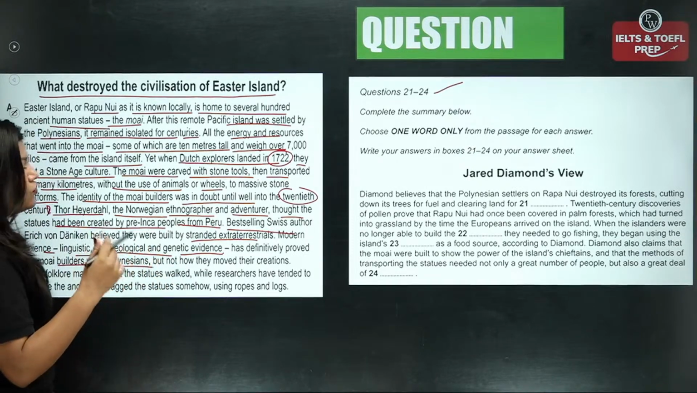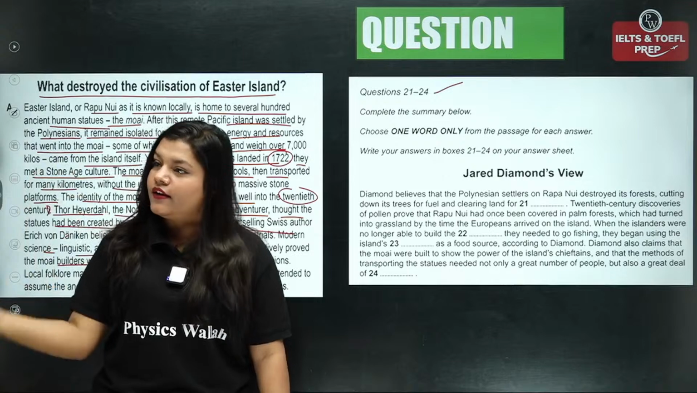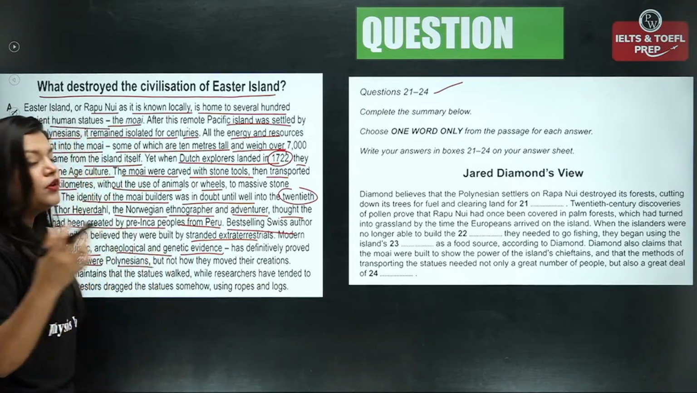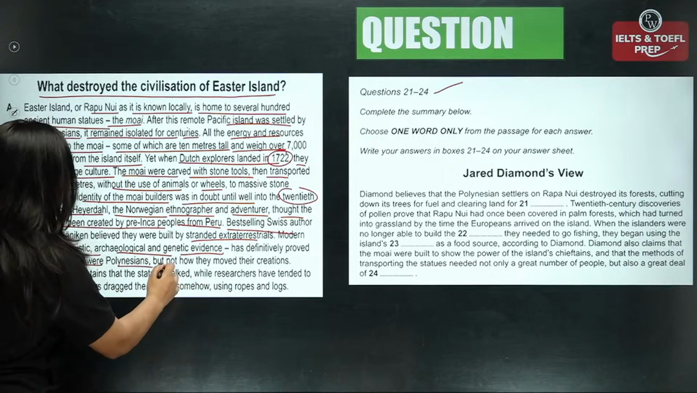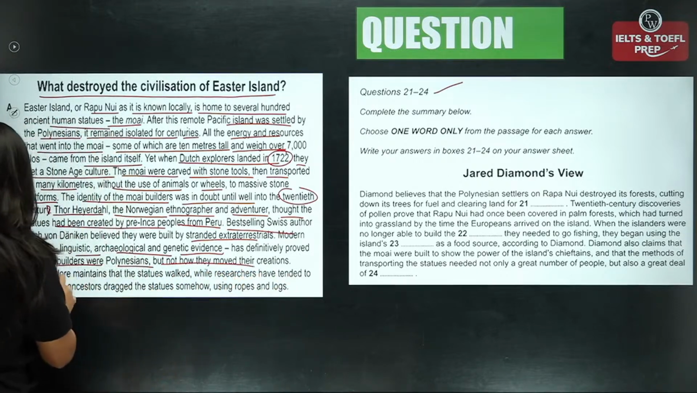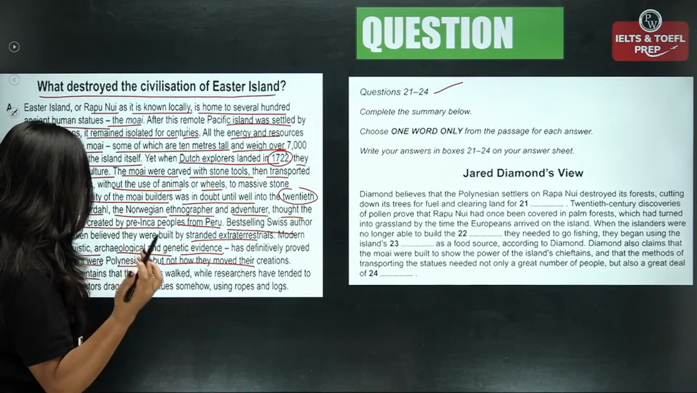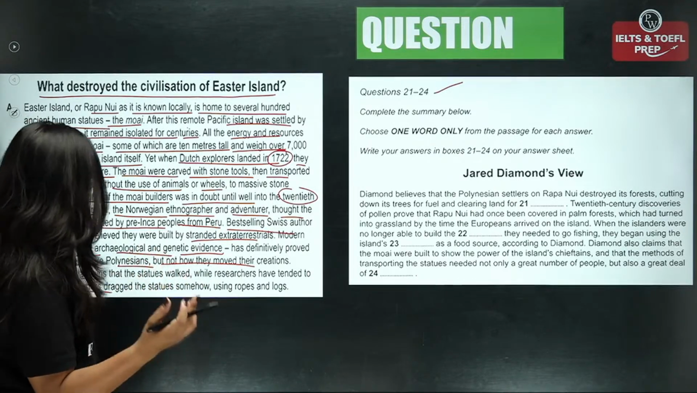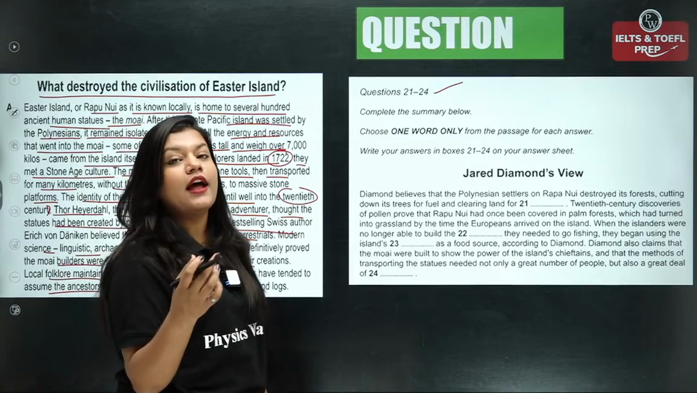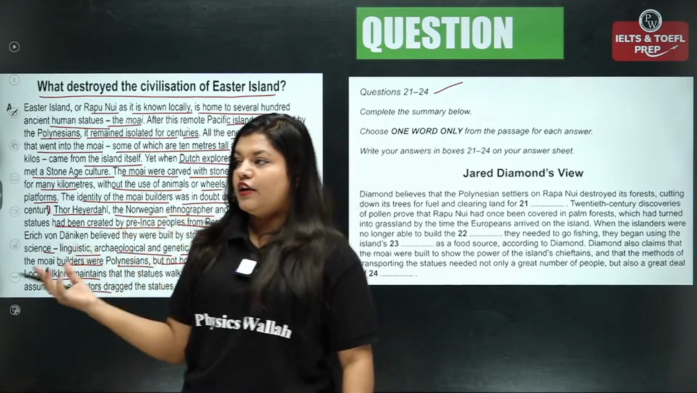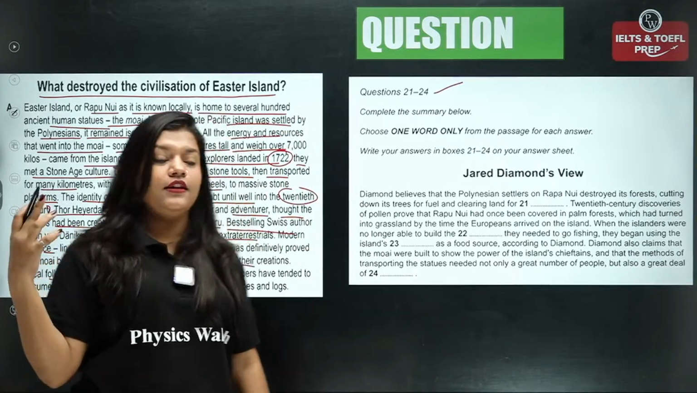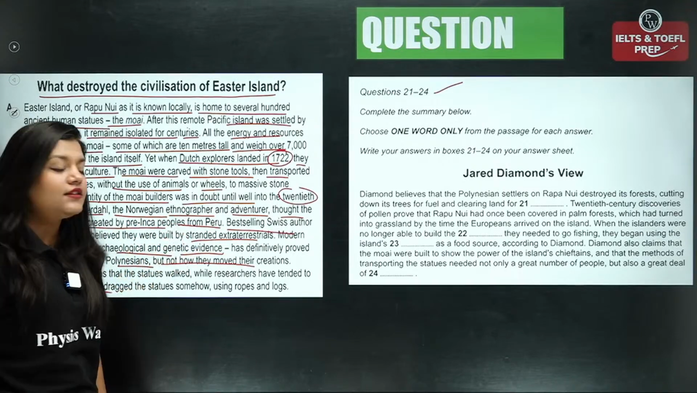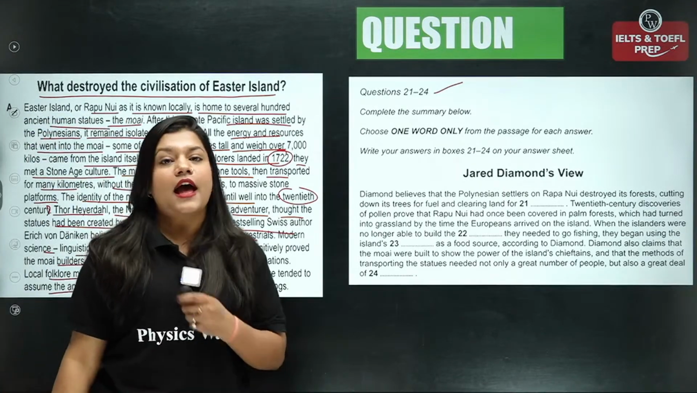So basically, all the peoples who landed on the island thought they were built by some person or other, but yes, it was built by the Polynesians, but not how they moved their creation. Local folklore maintains that the statues walked, while researchers have tended to assume the ancestors dragged these statues somehow using ropes and logs. Some people figured out that the statues were moving, but later it was believed that the ancestors used to drag the statues using ropes and logs, right?